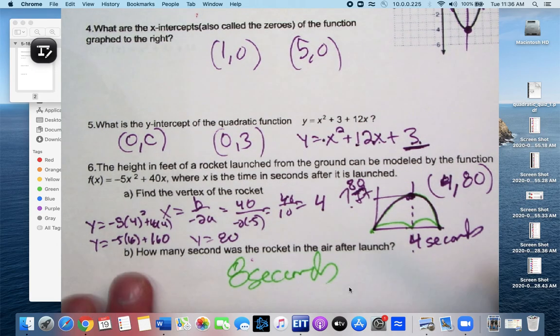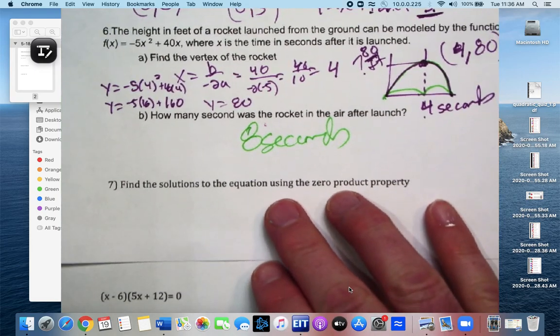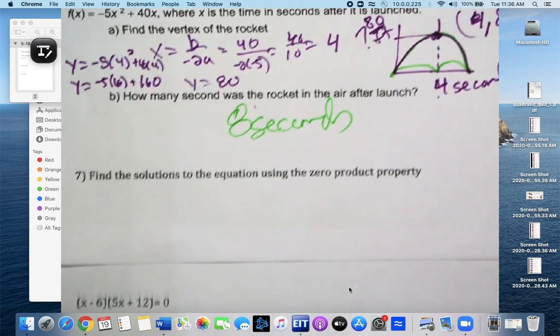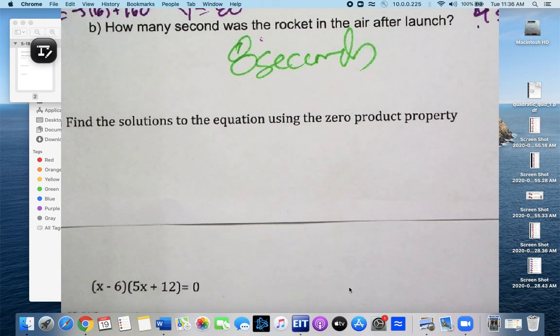Sorry about this, but number 7 kind of got mixed. But what we want to do about number 7 is to find the solutions of this equation using the zero product property. So, zoom in a little bit for you. Zero product property is a little bit new, but in the end, we're trying to find a number for x that makes this 0, because 0 times whatever this is will be 0.